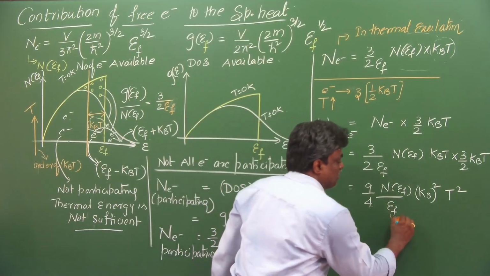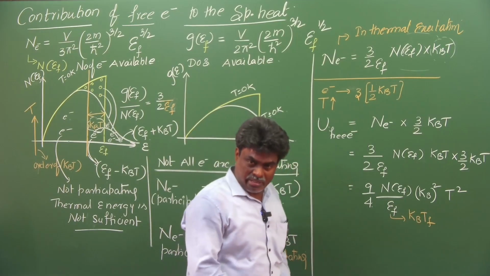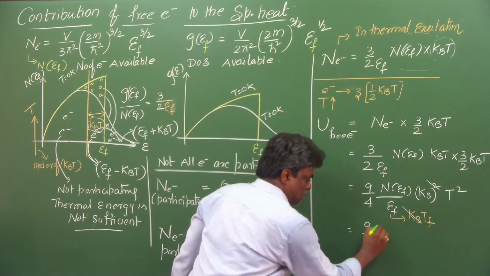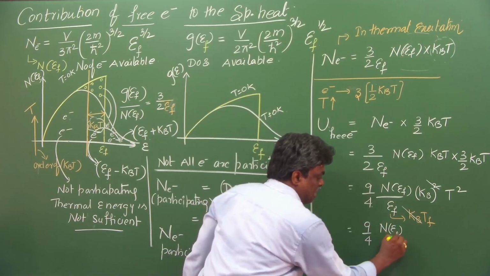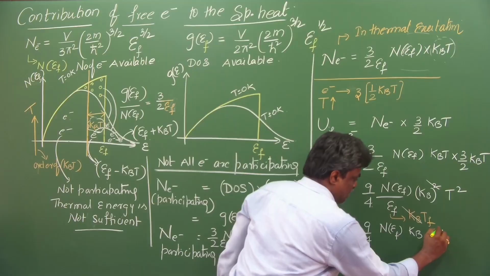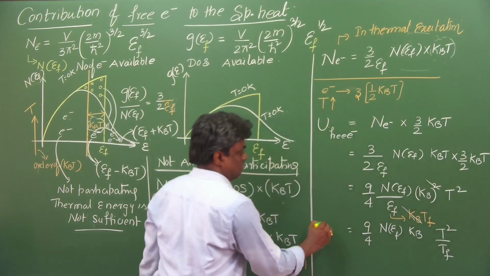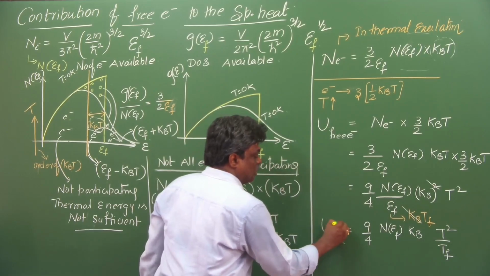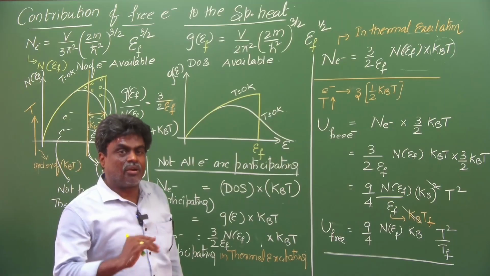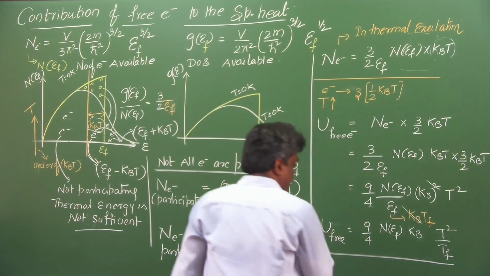Now EF can be written as kBTF. EF is nothing but kBTF. Then the kB square gets cancelled. 9 by 4 N of EF kB into T square by TF. This is the total increase in the energy due to free electron excitation. So once you got this, I hope everybody is ready.